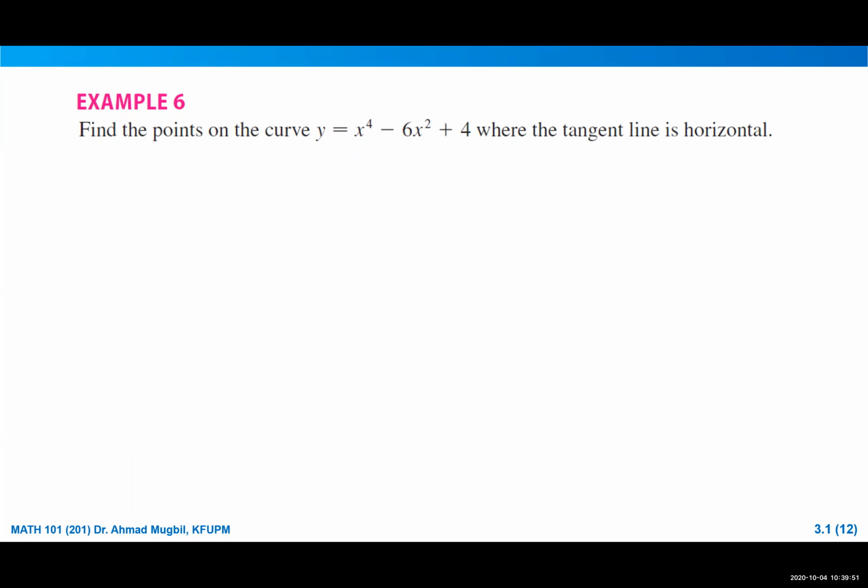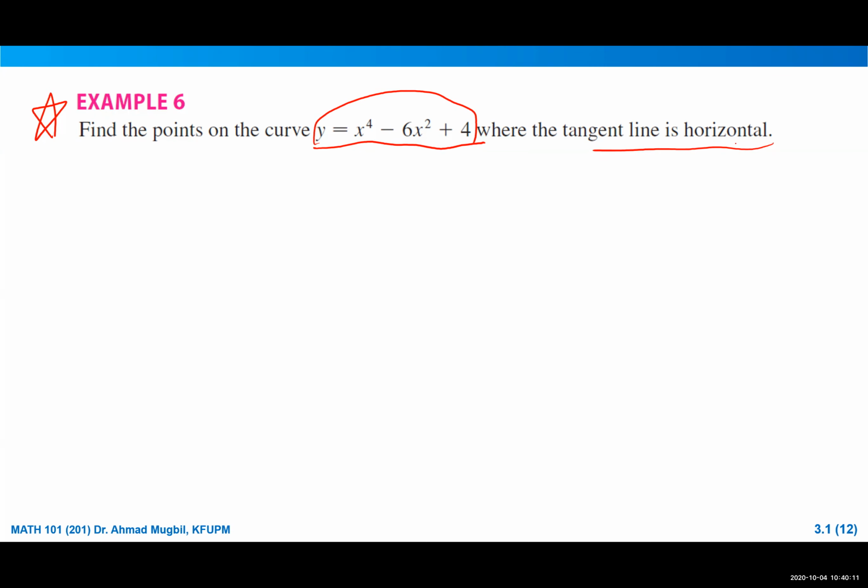Find the points on this curve where the tangent line is horizontal. This is, guys, the main trick that they will use for you. It is easy. They will not ask you to find the derivative of this because it is clear and easy. So they will ask you questions like this. So find the points on this curve where the tangent is horizontal.